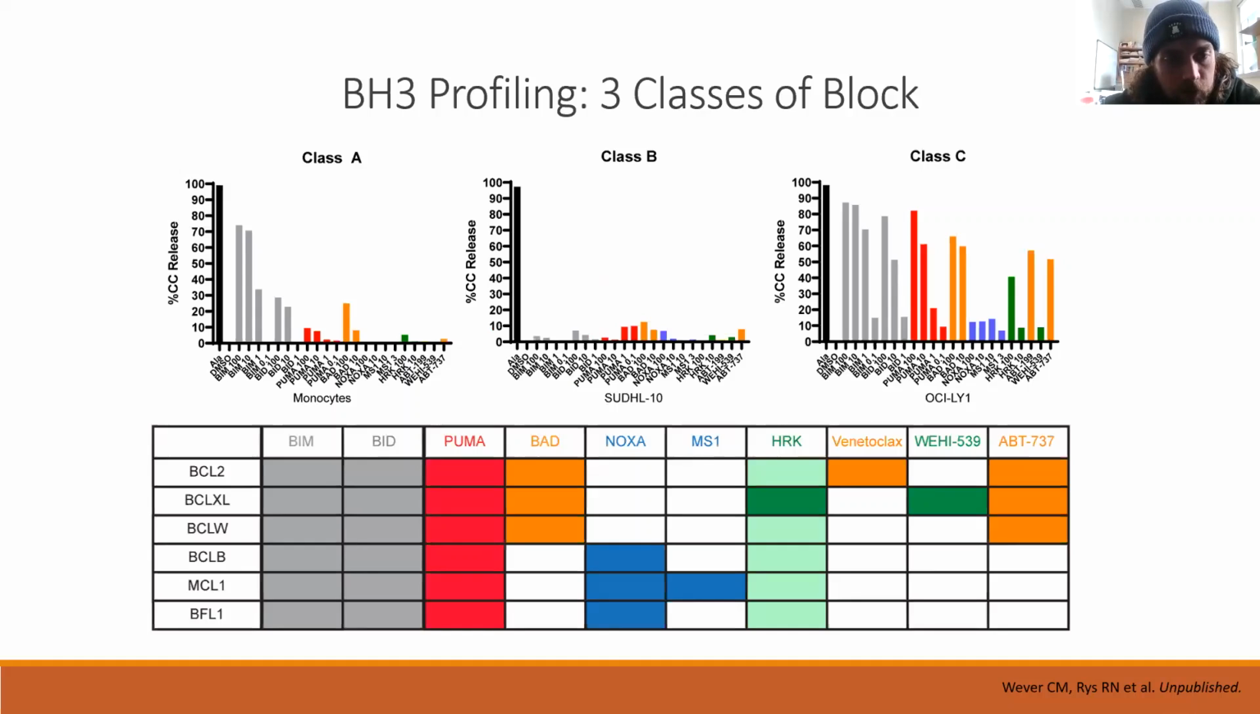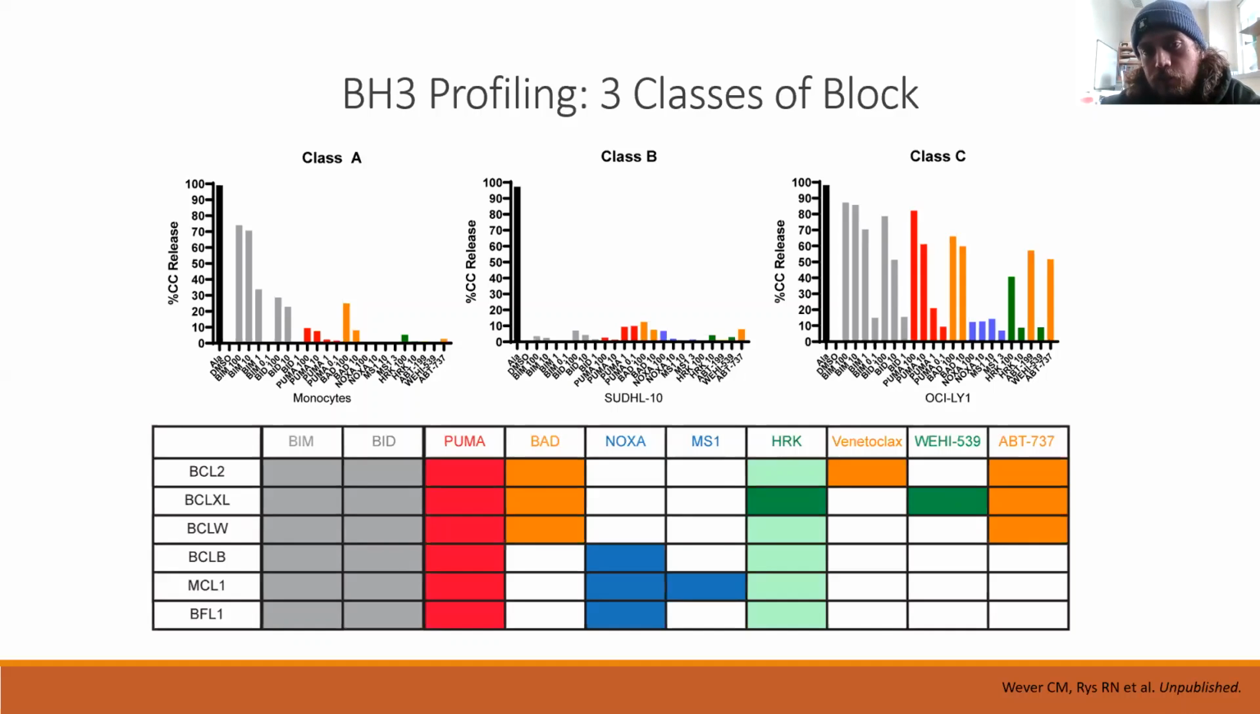On the left, we have our class A block. What this class A block shows is that when we expose the cell to BIM, and to a lesser degree BID, we see cytochrome C release, meaning that the effectors BAX and BAK seem to be functioning fine as long as they can be activated by our initiators. But that means that endogenously, something is wrong with BIM and BID, because we don't see any response to the release of these proteins with inhibiting the anti-apoptotic proteins.